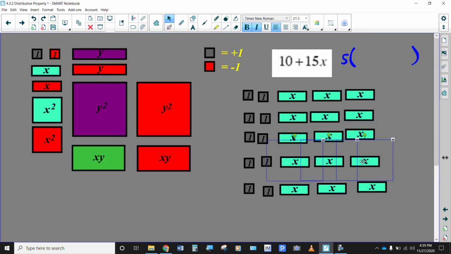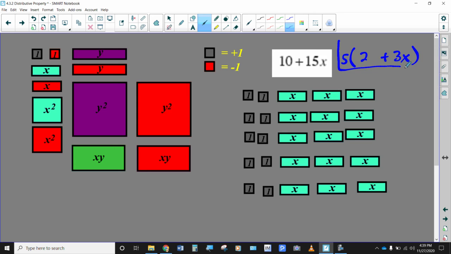So I can grab a bunch of them. There we go. So this ends up being 10 divided by 5 is 2, and 15 divided by 5 is 3, so that becomes 3 x's. Now let's send in the dive bombers and make sure: is 5 times 2 equal to 10? Yes, it is. Is 5 times 3x equal to 15x? Yes, it is. So this would be the other way to write this expression after factoring. Okay, so the distributive property can go in the multiplication direction, or it can go in the division direction, and that's what we would refer to as factoring.